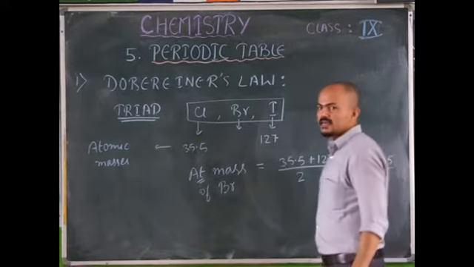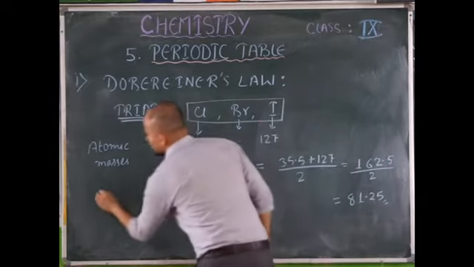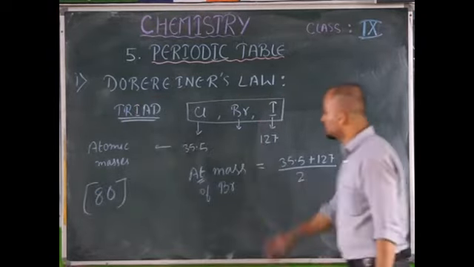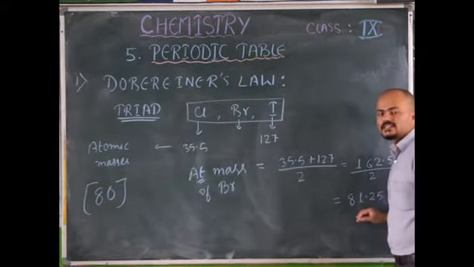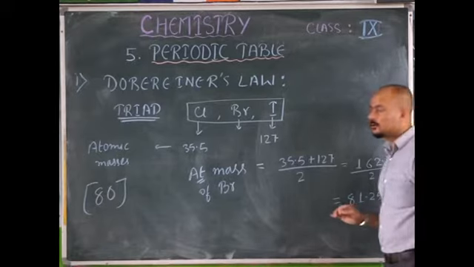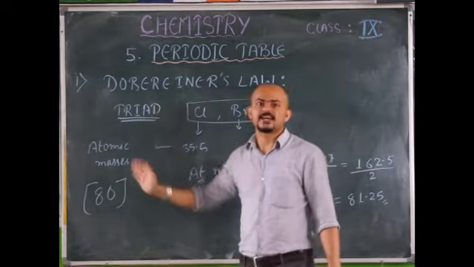Okay, the actual atomic mass of bromine is 80. The actual atomic mass of bromine is what? 80. And with this law, we were getting an approximate value of what? The atomic mass of bromine. Therefore, this law was useful at that time.